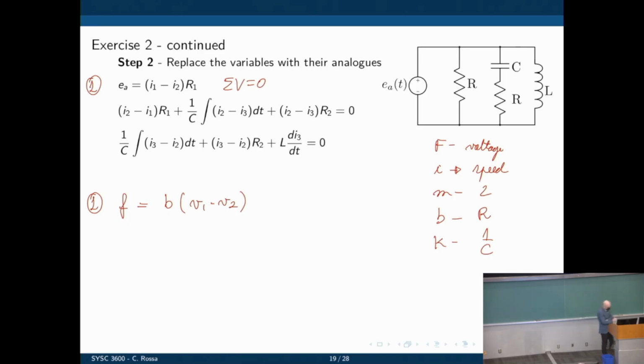If you go to equation 2, current becomes speed, R becomes B, 1 over C is now K. And what is the integral of current? Well, current is speed. If current is speed, the integral of current is position. So integral of I, integral of current, position. And then plus V2 minus V3 R. Sorry, there's a mistake here. This is plus, and this is equal to 0.